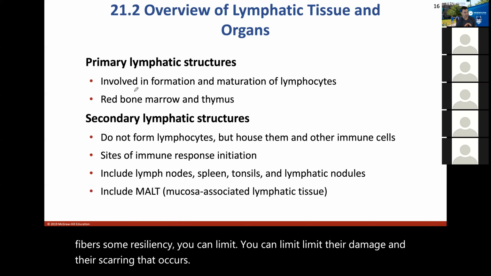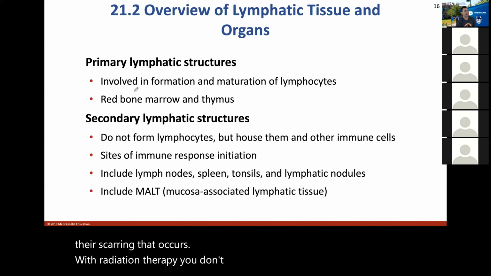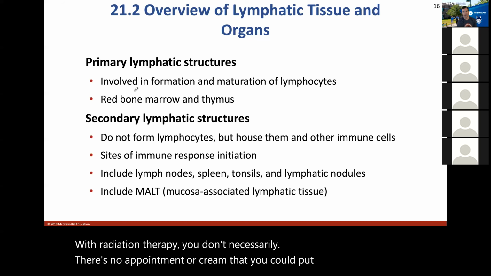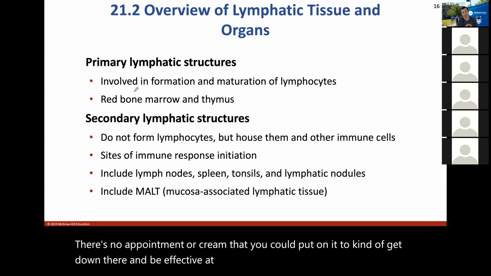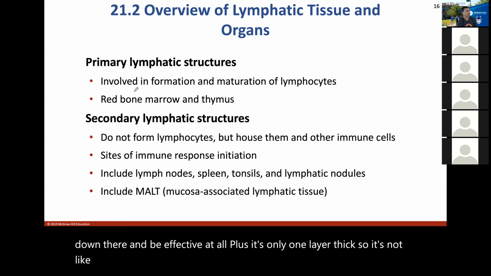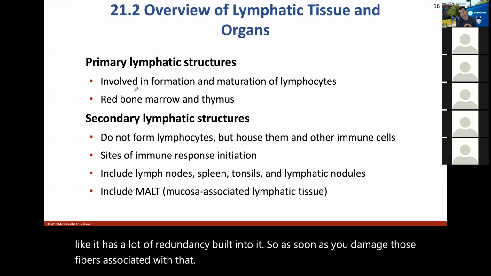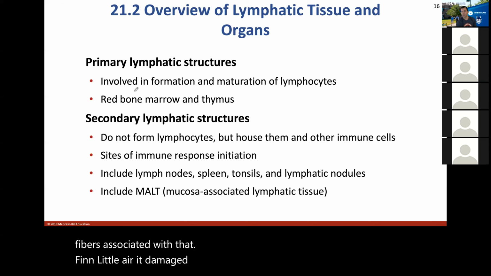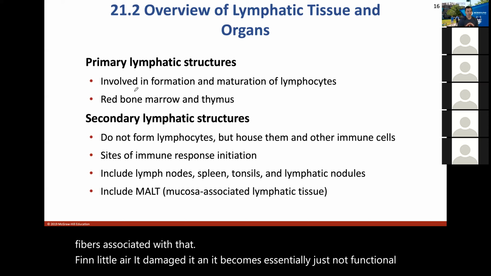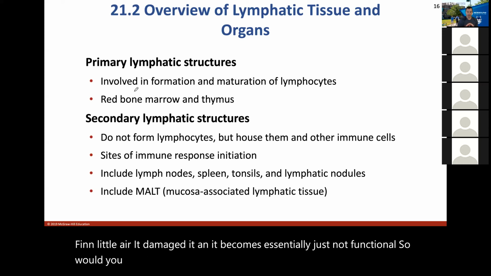With radiation therapy, there's no ointment or cream that you could put on it to get down there and be effective at all. Plus, it's only one layer thick, so it's not like it has a lot of redundancy built into it. As soon as you damage the fibers of that thin little layer, it becomes essentially non-functional. So would you have some fluid backup? Yes. That's where exercise and movement become really important.